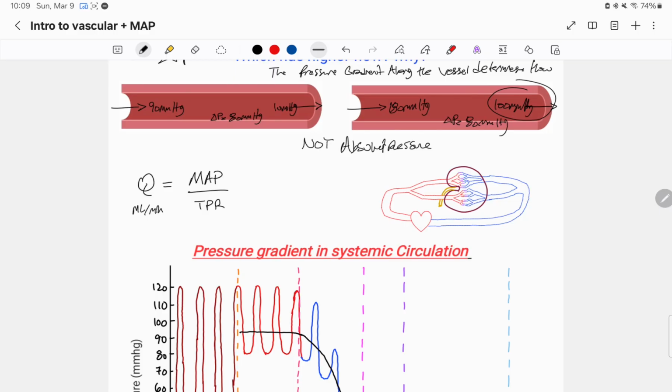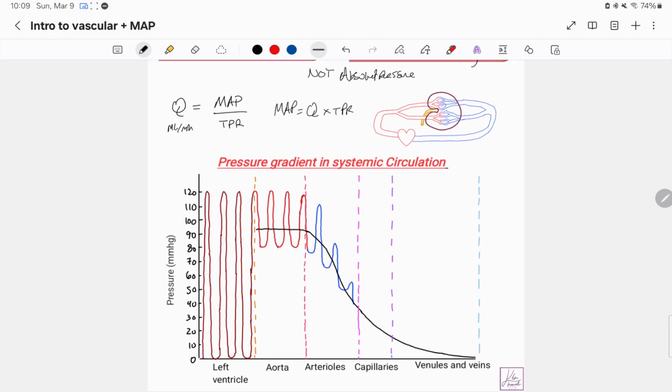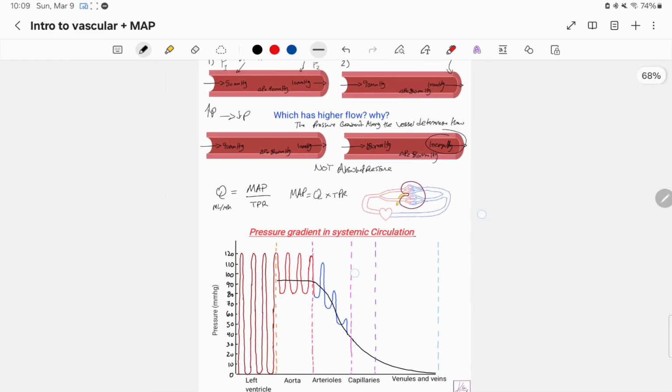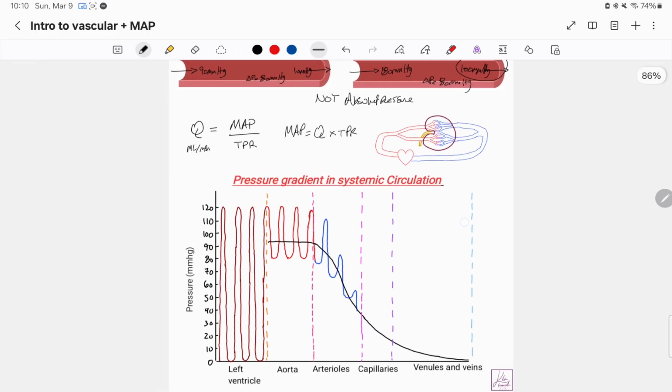So how can you calculate it? Well, you can calculate it by rearranging this formula. You could say that mean arterial pressure equals Q times the total peripheral resistance. But you can calculate it in another way too, and I'll talk about that here. The title of this section is the pressure gradients in systemic circulation. Remember, pressure gradient we defined as the pressure when I enter the vessel and the pressure when I leave the vessel. This is going to be the same thing.